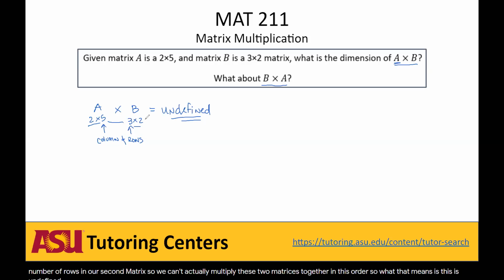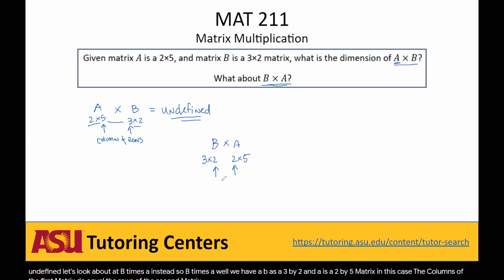Now, let's look at B times A instead. So B times A, well, we have B is a 3 by 2, and A is a 2 by 5 matrix. In this case, the columns of the first matrix do equal the rows of the second matrix. So this is possible. Our inner dimensions match here.